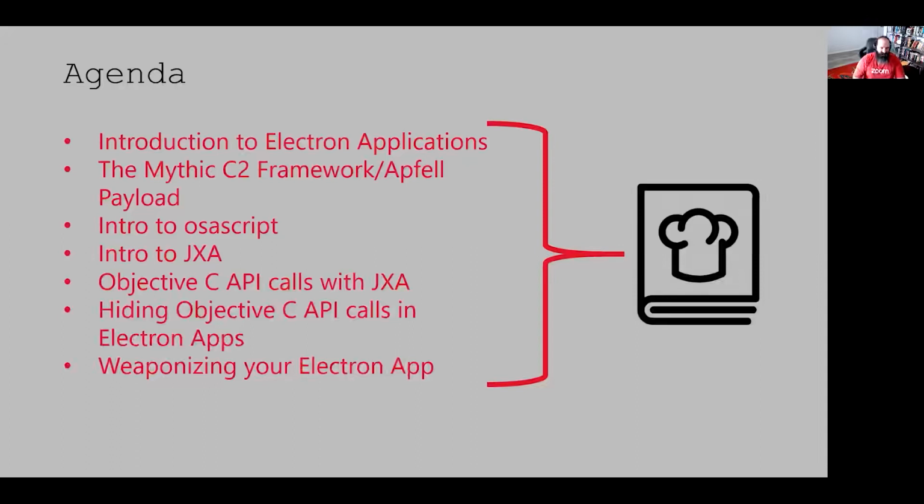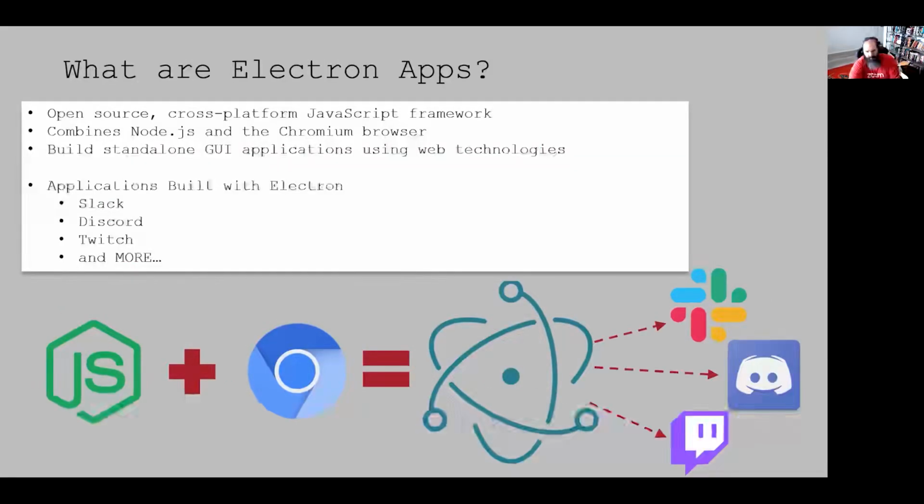For the agenda, I want to start with some introductory topics for people who aren't familiar with all of the stuff that I'm going to talk about here. They'll need this introduction to get to where I'm going with this talk. Some of you might already be familiar with Electron apps, the Mythic C2 framework, the Apfell payload, OSAScript, and JXA, but I want to go through these topics before I get into the meat and potatoes of this, and that's making Objective-C API calls from your Electron app.